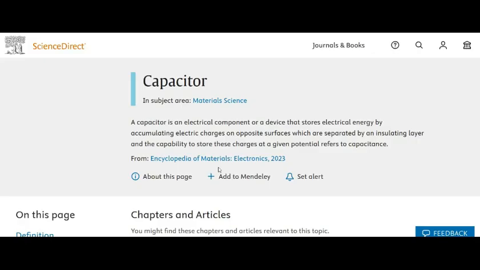So if we're going to talk about capacitors, it's probably best to begin at the beginning. And here's Science Direct: a capacitor is an electric component or device that stores energy by accumulating electric charges on opposite surfaces, which are separated by an insulating layer. So that's the basic idea, but there's, right off the bat, a wrinkle here. The insulating layer, because there are two properties of importance for the capacitor, and one is how well the insulating layer prevents the passage of electricity, and the other is something called the dielectric constant of the layer, or the relative permittivity of the layer.